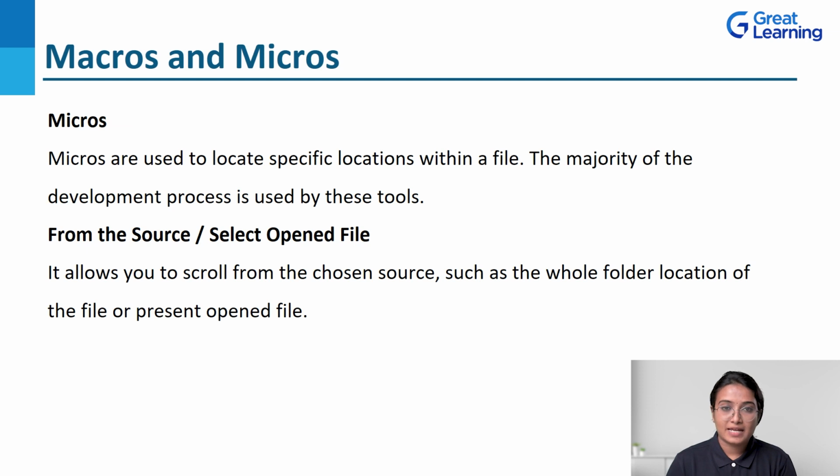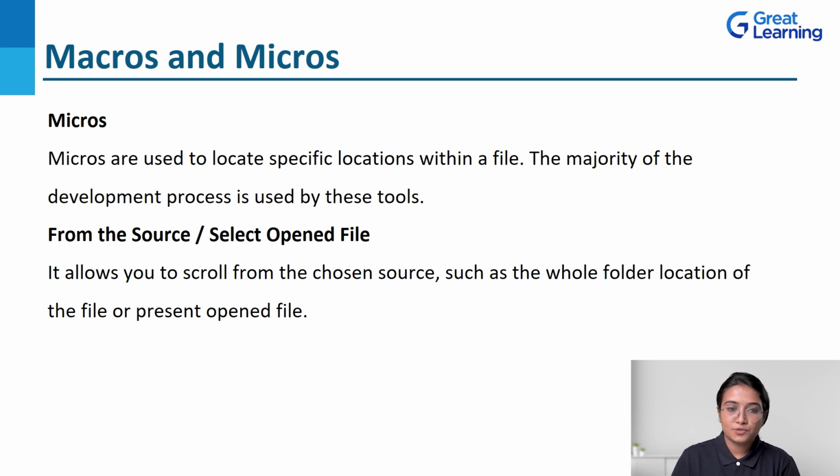Next, we shall learn regarding micros. So micros are used in order to locate specific location within a file. Inside a file, if you want to find any of the class or the code, specific functions or methods, you can use micros. The majority of the development process will be using this particular tool itself, because it is very quick to access. It will be having the hierarchy of menus, a main menu, sub menu, again you'll be having a sub menu. So that is how micros will work.